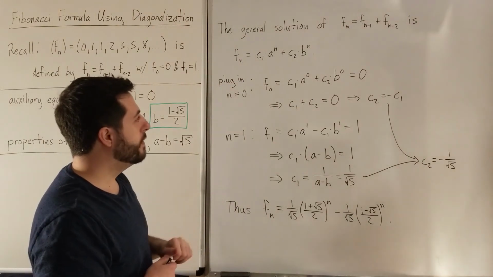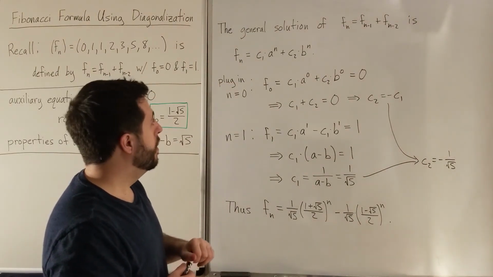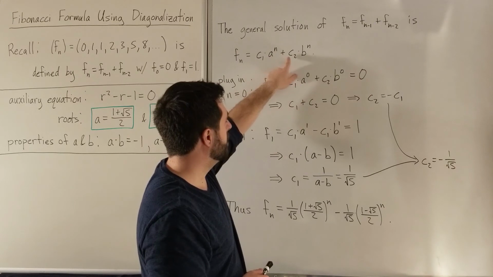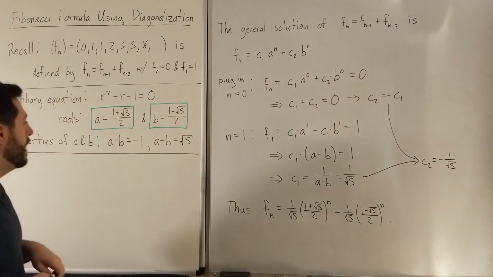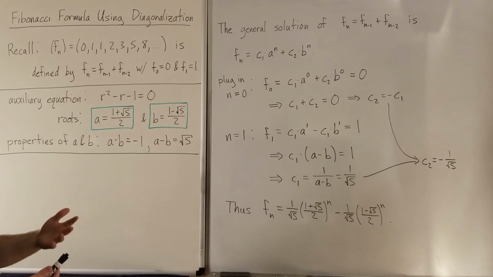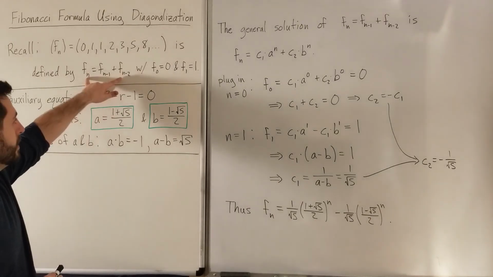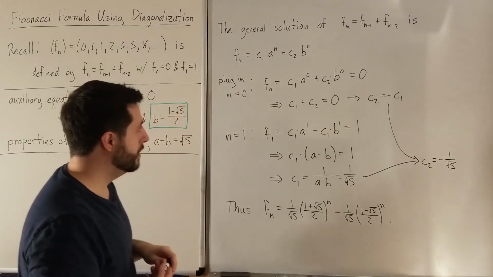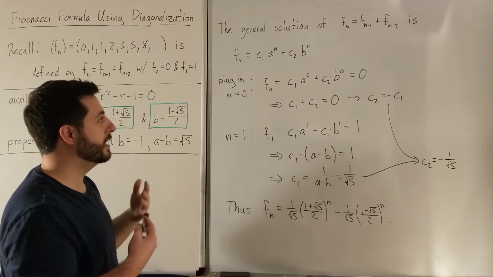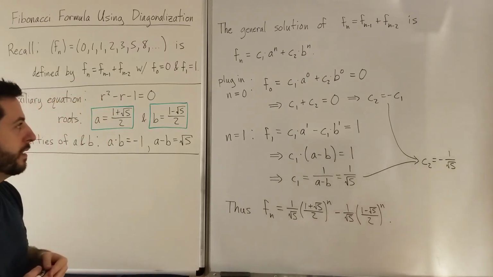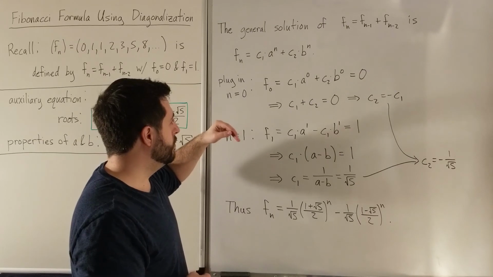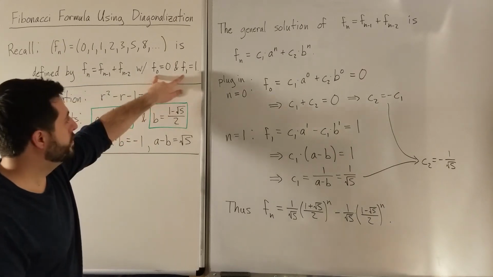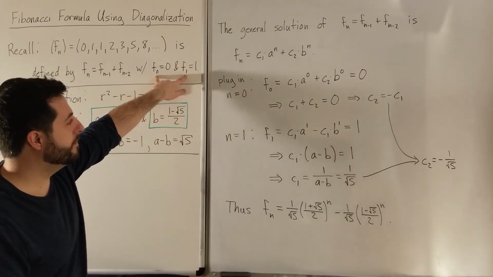Okay, so the previous way of doing this looks like this. We know that the general solution is a constant times a to the n plus a constant times b to the n. Remember, a to the n and b to the n are linearly independent solutions to this recurrence relation right here. So a general solution to the recurrence relation is a linear combination of those two solutions. So now we're going to take this and plug in n equals 0 and n equals 1 to account for our initial conditions here.